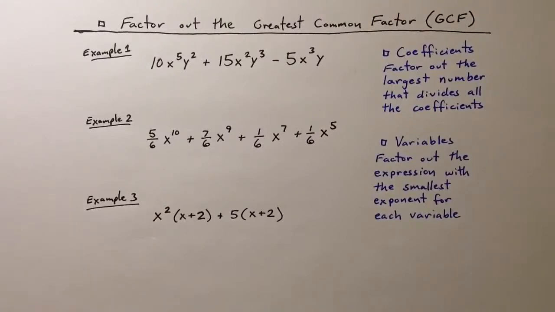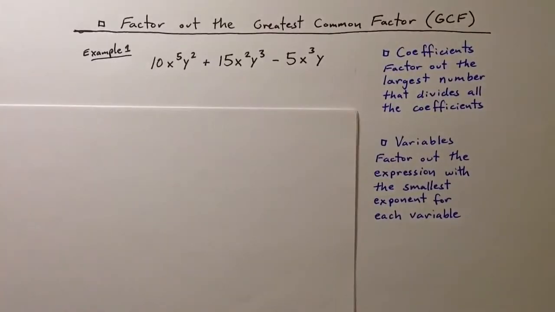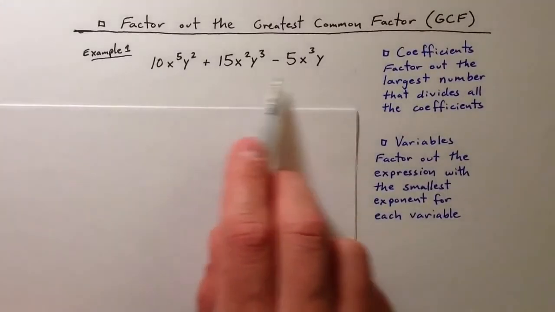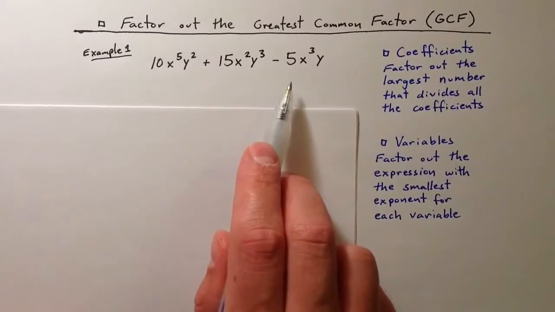In this video, we're going to take a look at a bunch of examples that involve factoring out the greatest common factor. So looking at the first example, and this is generally true for a lot of examples, we have kind of two parts that are going to be involved in the greatest common factor.